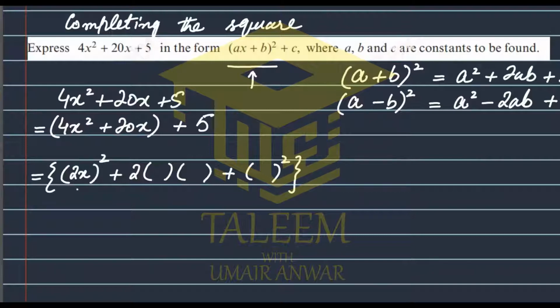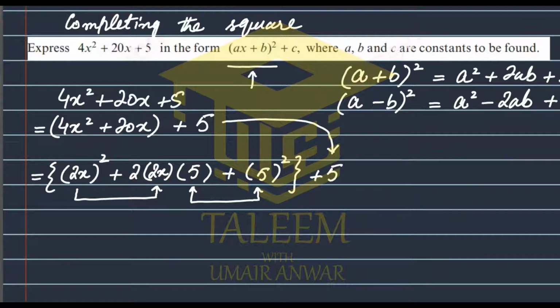So the first term that I've written here is 2x. That 2x would be reproduced in the first bracket. And now we have to write something in the second bracket so that the final answer we get is equal to 20x. So we have to write 5 over here, and that 5 should also be written in this bracket. After writing these three terms, there is another term which was written outside the bracket, and it was plus 5. So I'm writing that also.